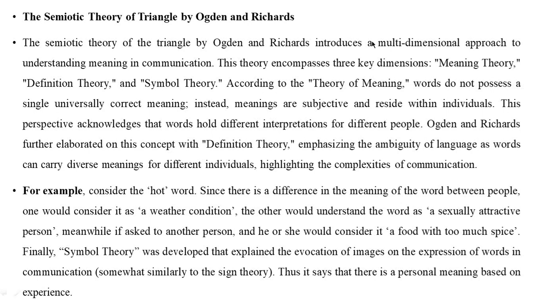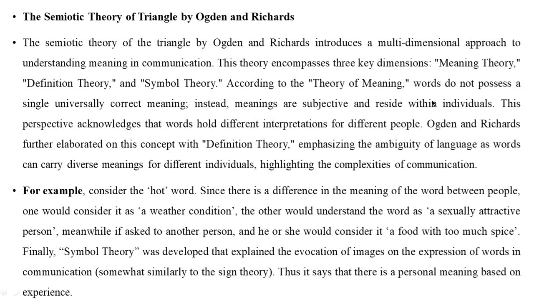The semiotic theory introduces a multi-dimensional approach to understanding meaning in communication. When you communicate with somebody, you understand language. This theory encompasses three key dimensions. What are they? Meaning theory, definition theory, and symbol theory. So the semiotic theory has three sub-theories.